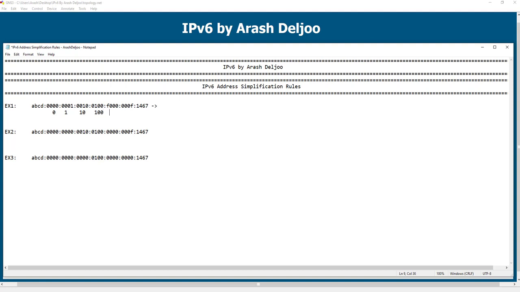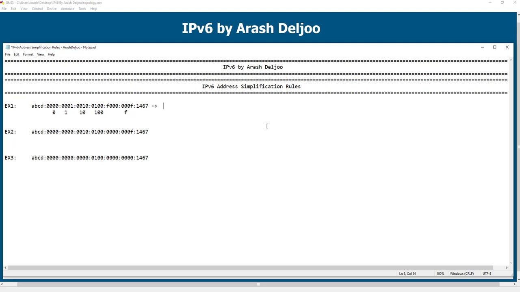Again, we can't omit any 0 in this hex state because F000 can't be written as, for example, F. Okay, this is not correct. But in the next hex state, 000F, we can omit the zeros and only use the F value for this hex state. Finally, we have 1467.